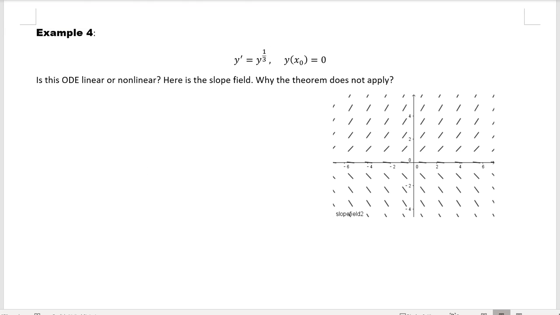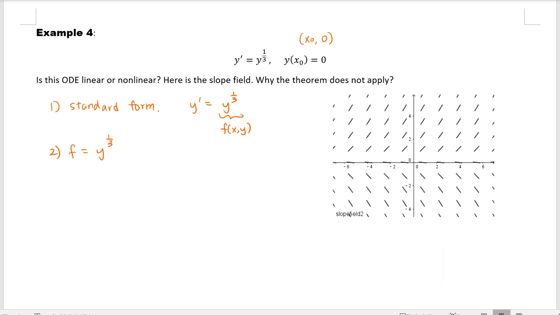So when we try to use the theorem of existence and uniqueness, let's see what happened. First step, do we have the standard form? Answer is yes. Y prime is y to the 1/3, and this is f of x, y. Second, f of x, y is y to the 1/3. Is this guy continuous?